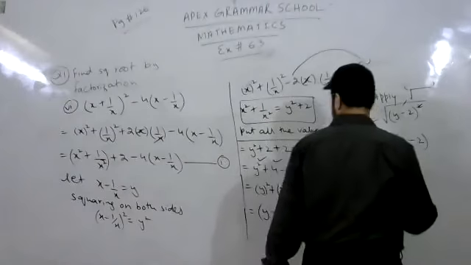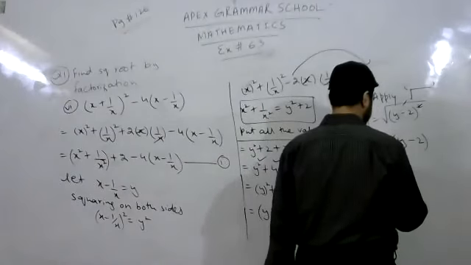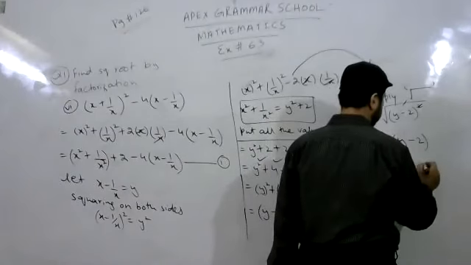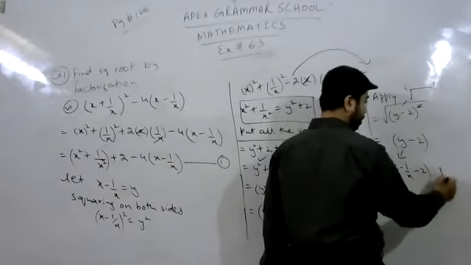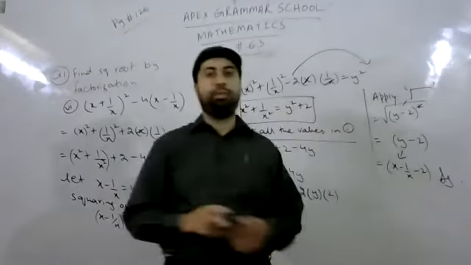Now you need to put that value of y, that is x minus 1 over x, and then this minus 2. This is the perfect answer.